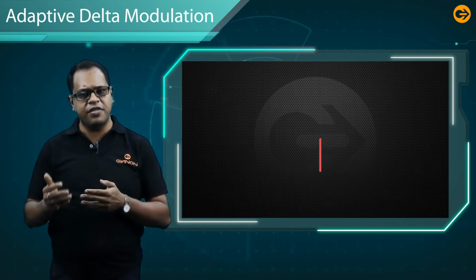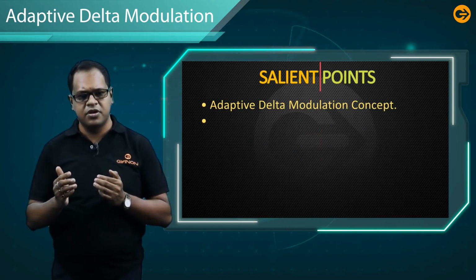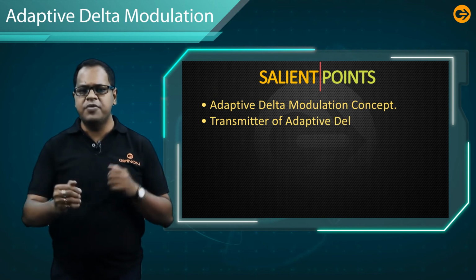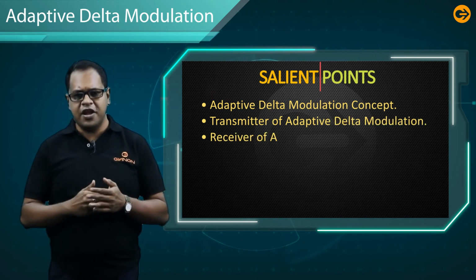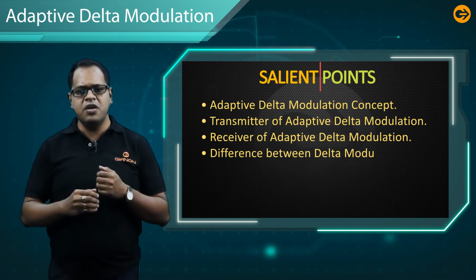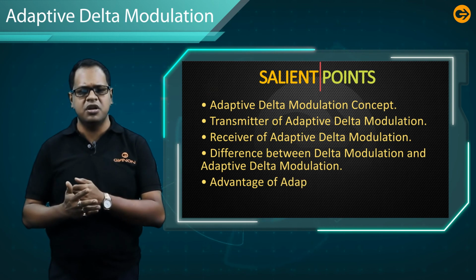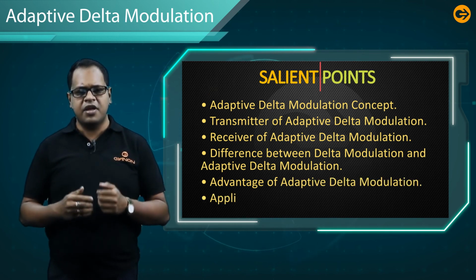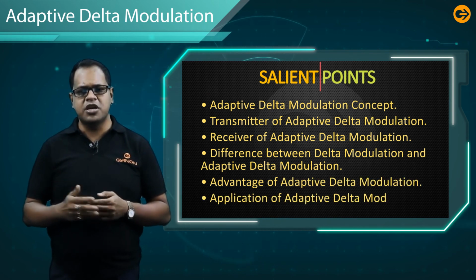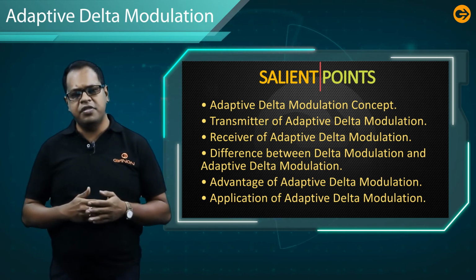Then what have we discussed today? We have discussed the adaptive delta modulation concept, then the transmitter of adaptive delta modulation. After that we discussed the receiver of adaptive delta modulation. Then we discussed the difference between delta modulation and adaptive delta modulation. Then we discussed the advantages and applications of adaptive delta modulation. That's all for this segment.